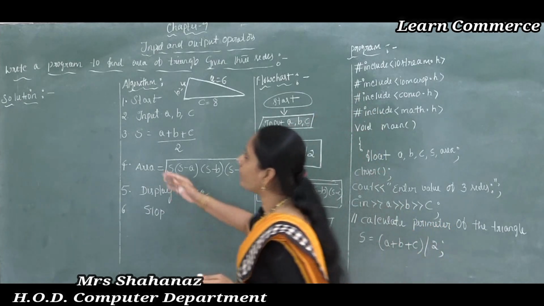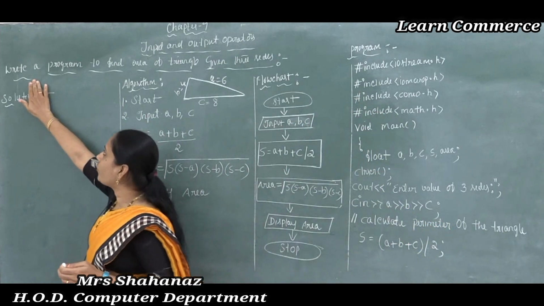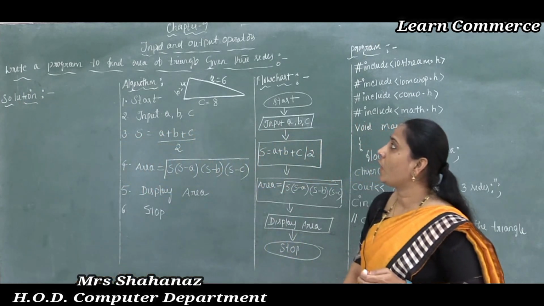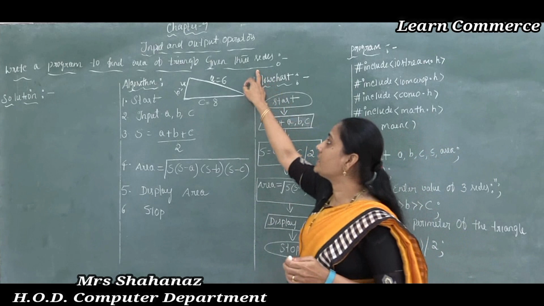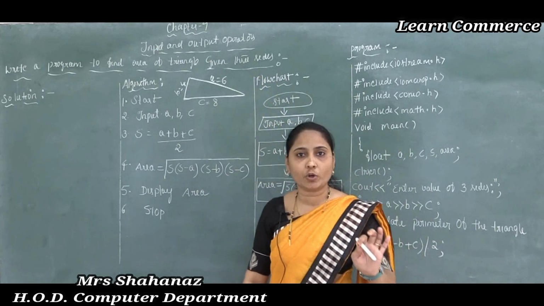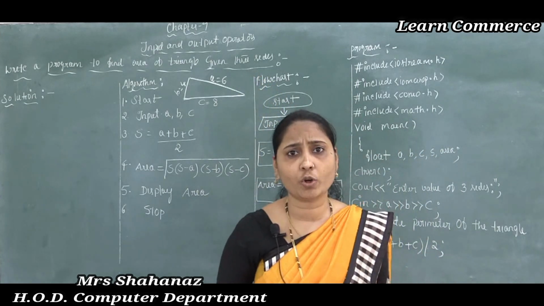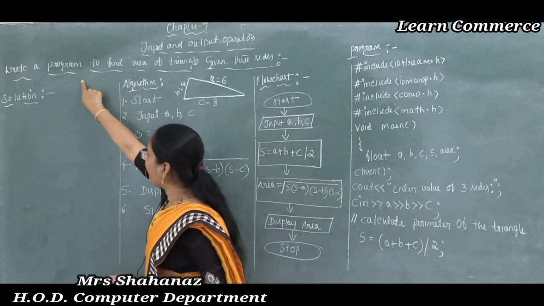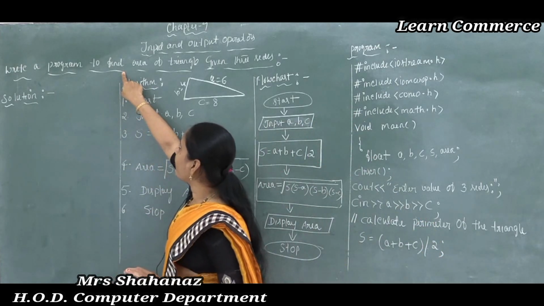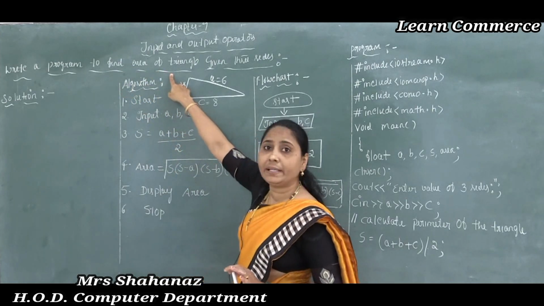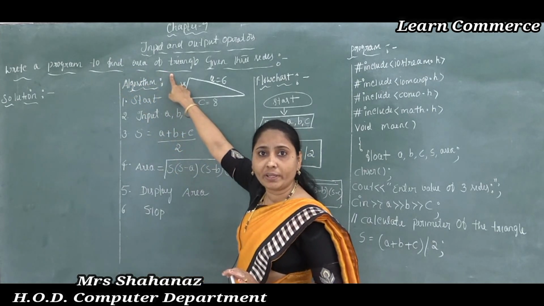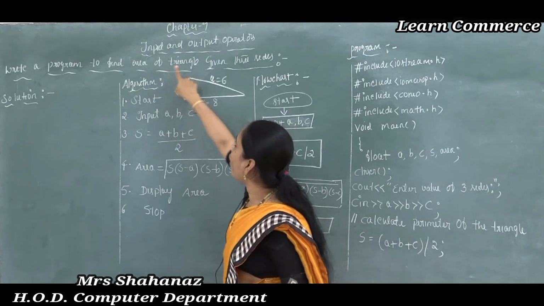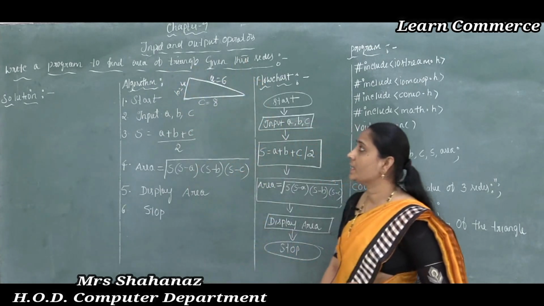The name of the program, or we can say the question of the program, is: write a program to find the area of a triangle given three sides. Clear the question? We are going to write the program and find the area of a triangle. As we know, in a triangle three sides are there.